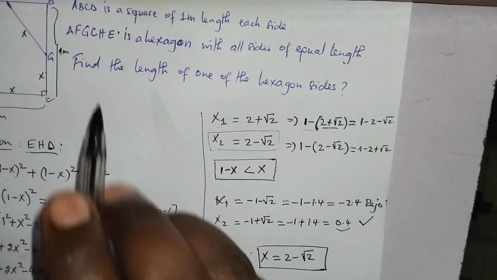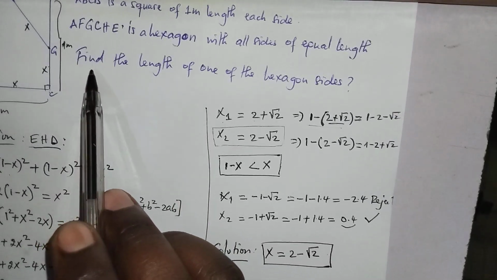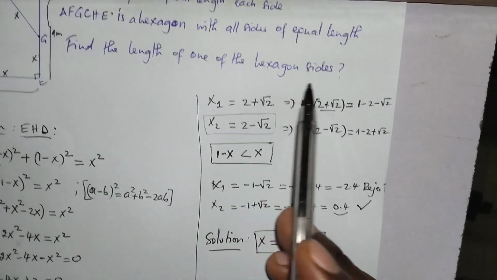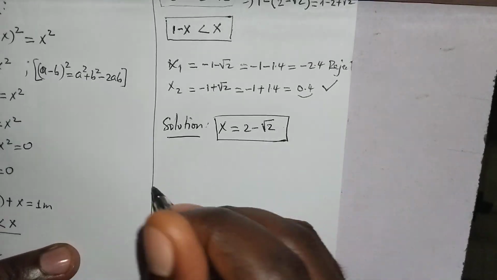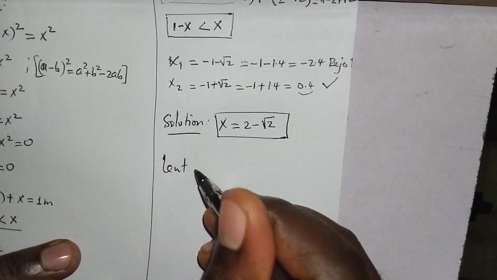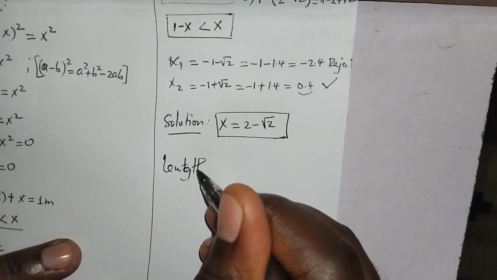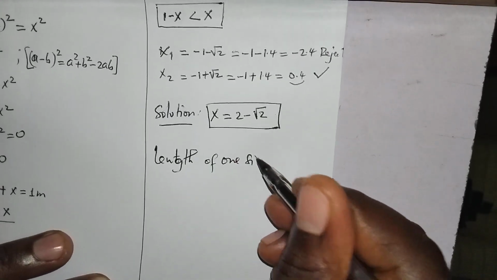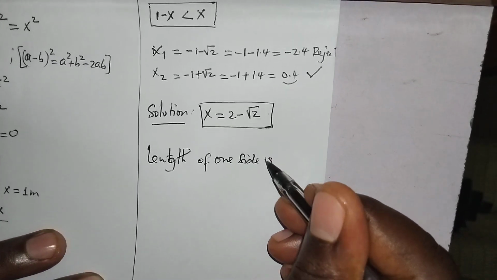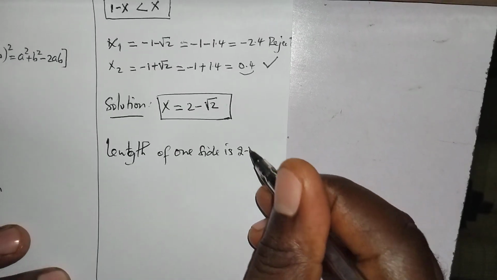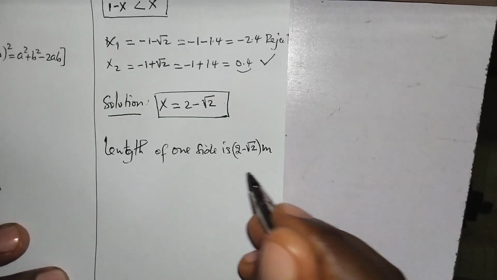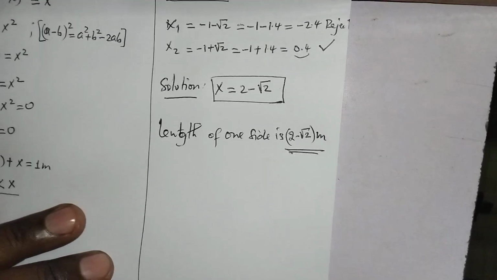So from the solution of the equation, the length of one side of the hexagon is 2 minus square root of 2 meters. This is the solution.